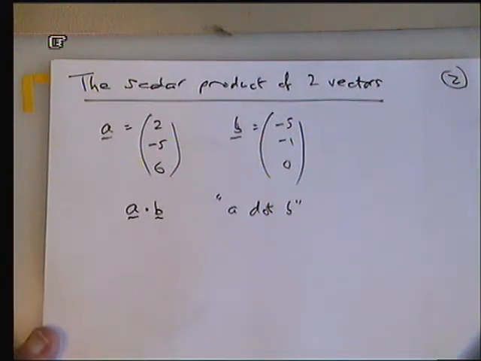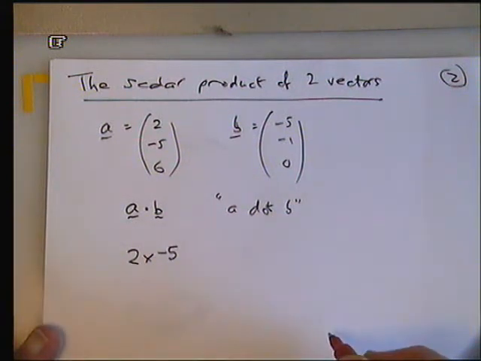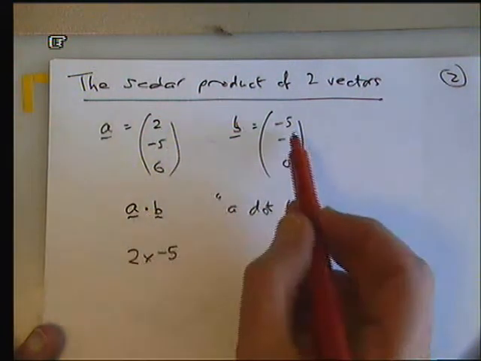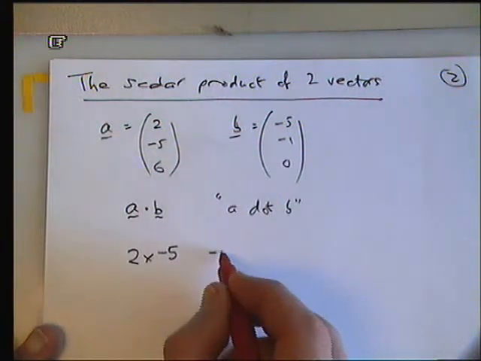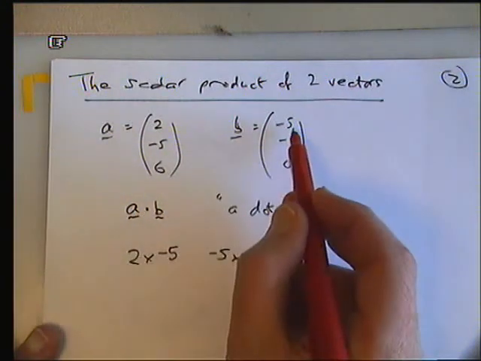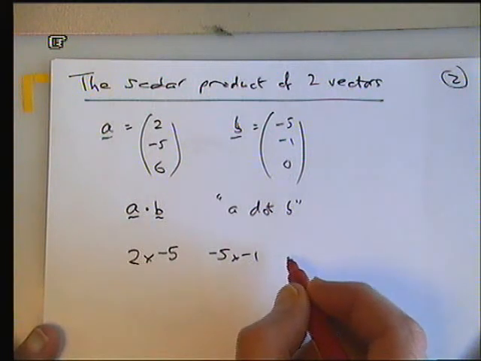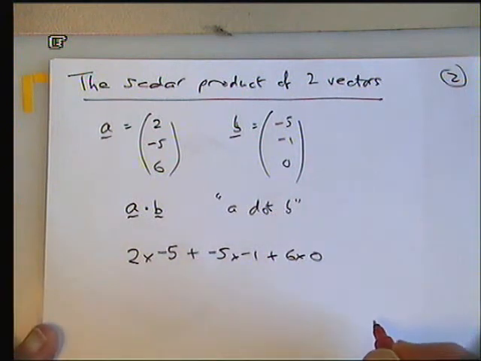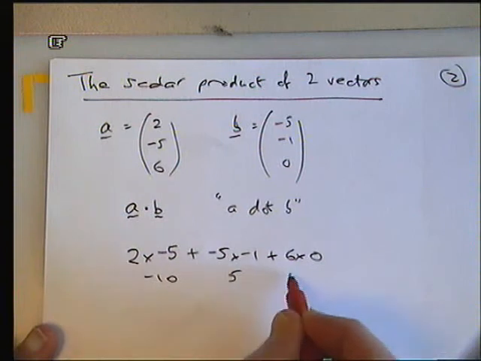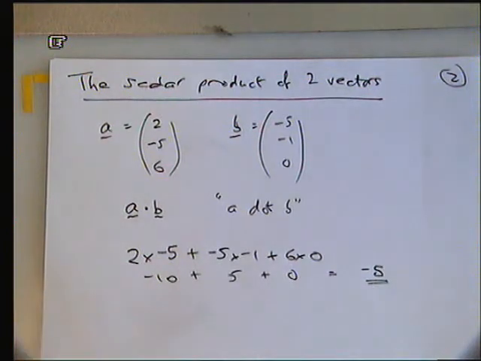This is how you work out the scalar product. You do 2 times by minus 5. Then you do minus 5 times by minus 1. So I times the top numbers in each together, I times the middle numbers in each together, and now I'm going to times the bottom ones together, 6 and 0. And I'm going to add those answers up. Minus 10, 5 and nothing. Add that together, I get minus 5. That is how you work out the scalar product of a pair of vectors.